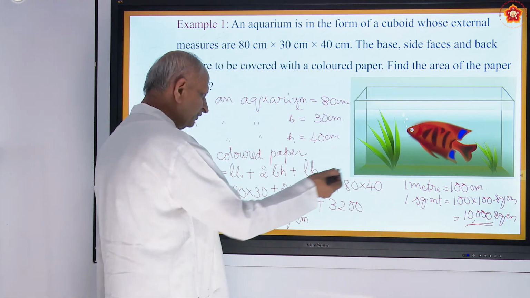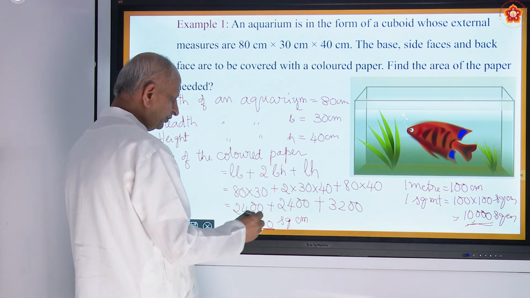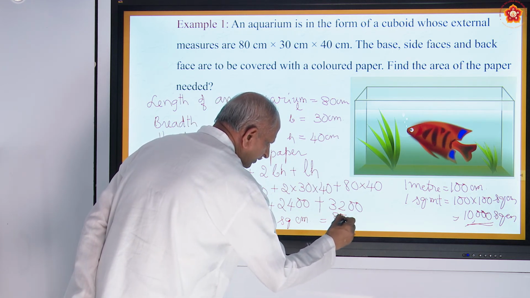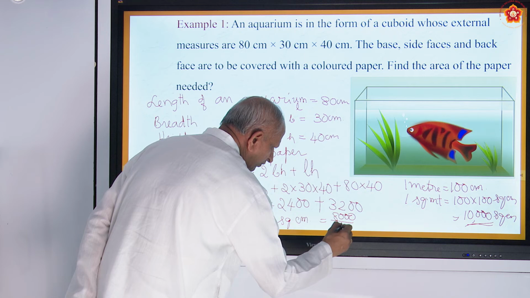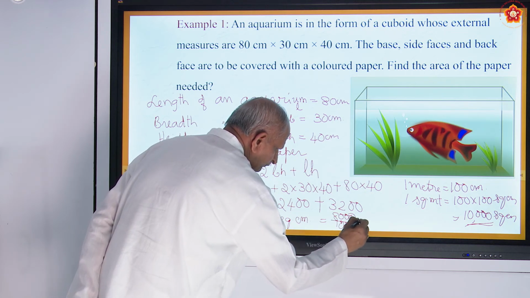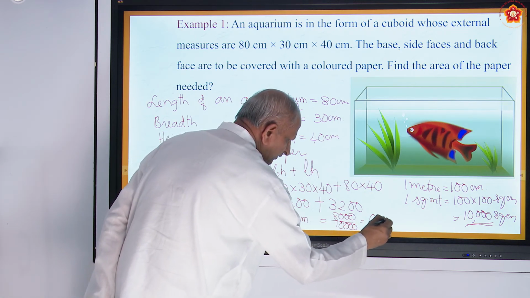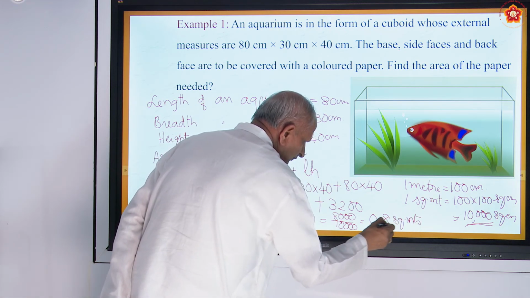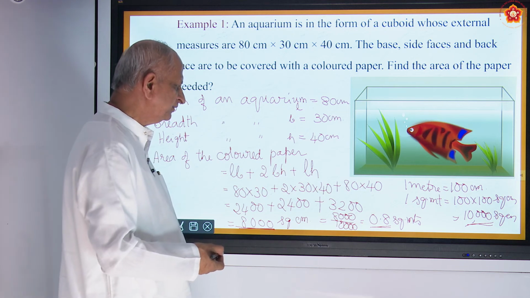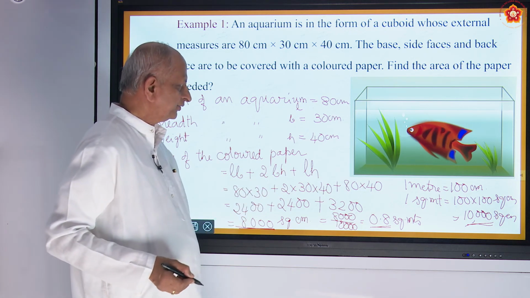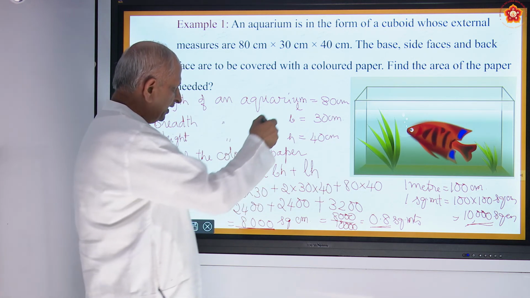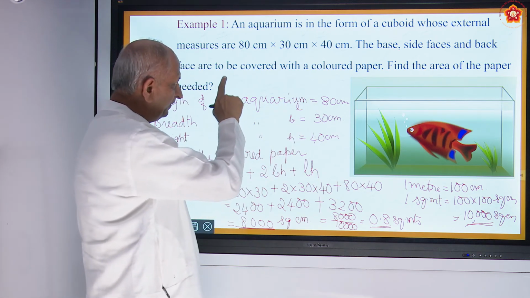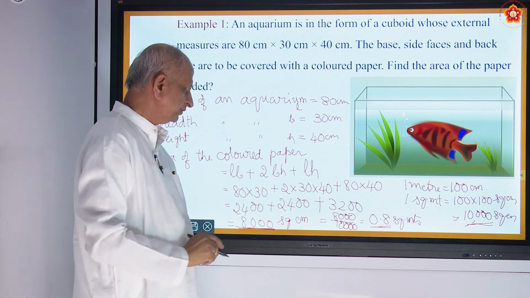Now what we got is in terms of square centimeters. So if we divide this by 10,000, 8,000 by 10,000, that is equal to 0.8 square meters. Of course, it's not asked in meters, but if you want, you can do that way also. So very simple, direct question. But the only thing is, you should know where the color papers are used.